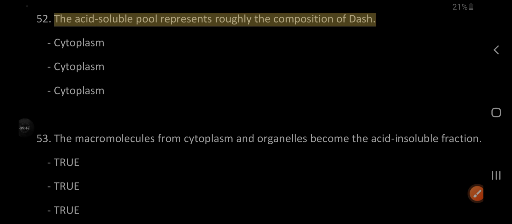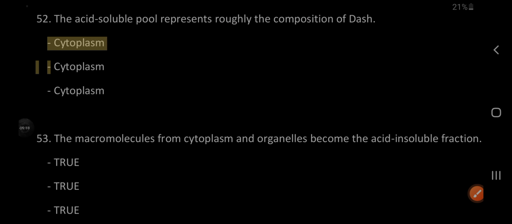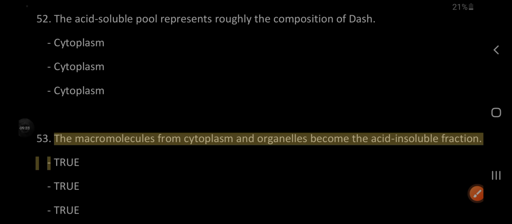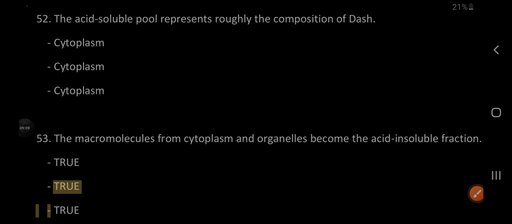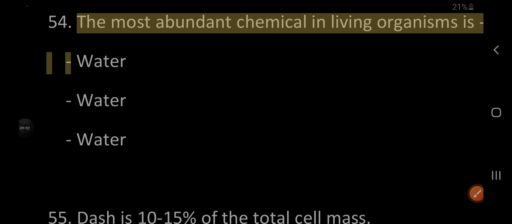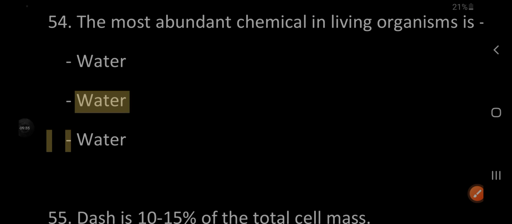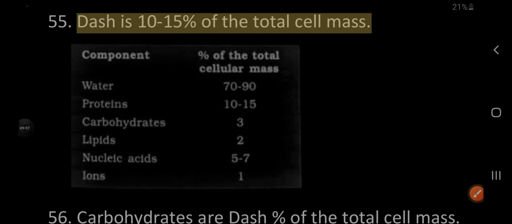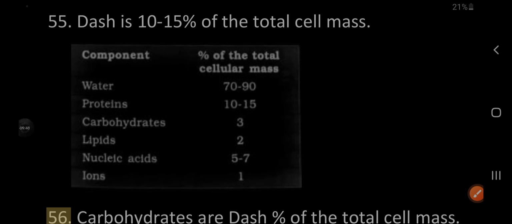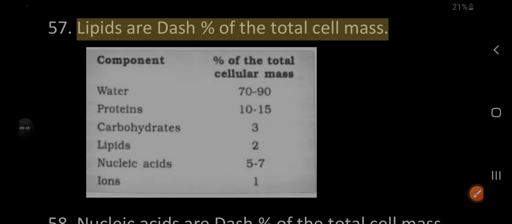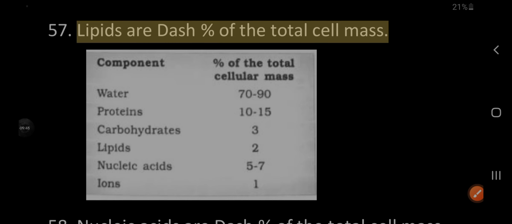52. The acid-soluble pool represents roughly the composition of cytoplasm. 53. The macromolecules from cytoplasm and organelles become the acid-insoluble fraction. True. 54. The most abundant chemical in living organisms is water. 55. Water is 70 to 90 percent of the total cell mass. 56. Carbohydrates are dash percent of the total cell mass. 57. Lipids are dash percent of the total cell mass. 58. Nucleic acids are dash percent of the total cell mass.